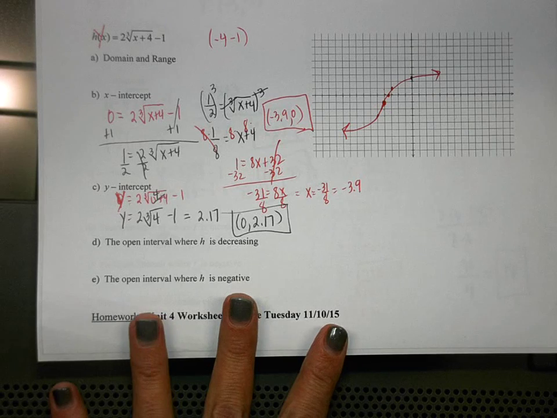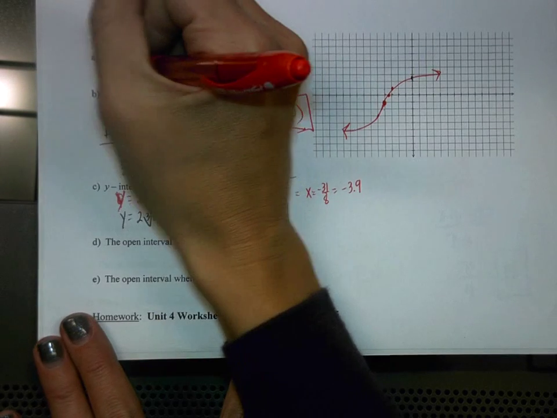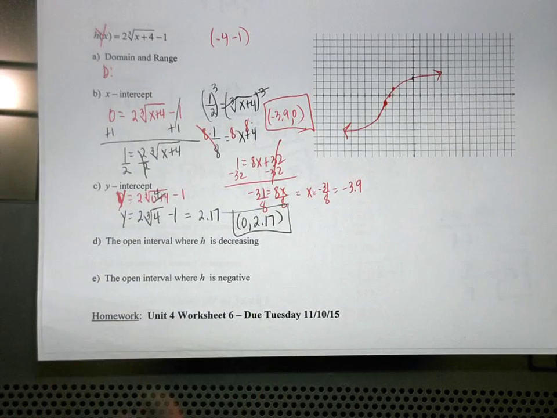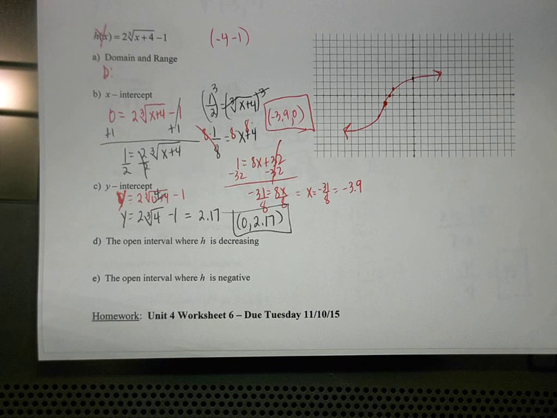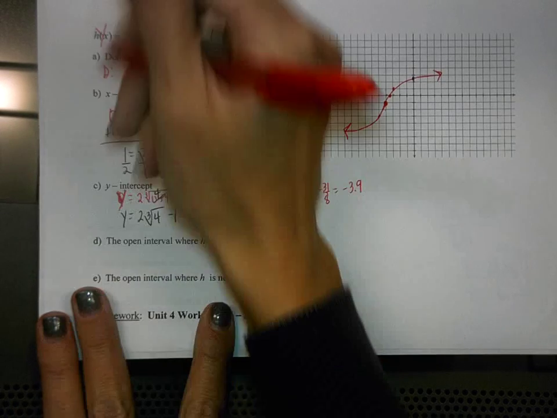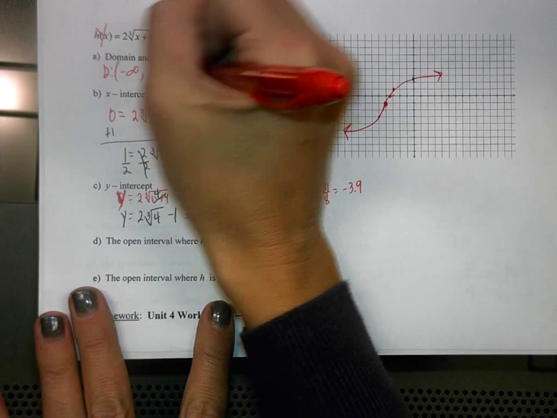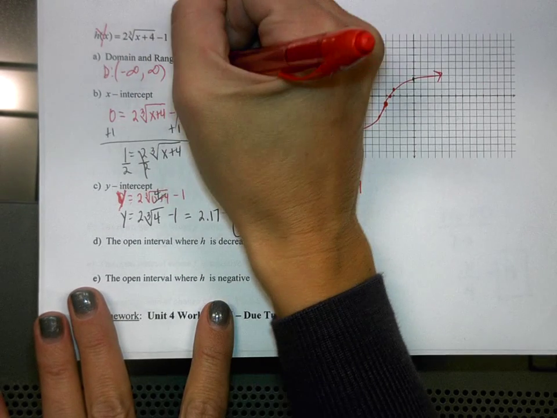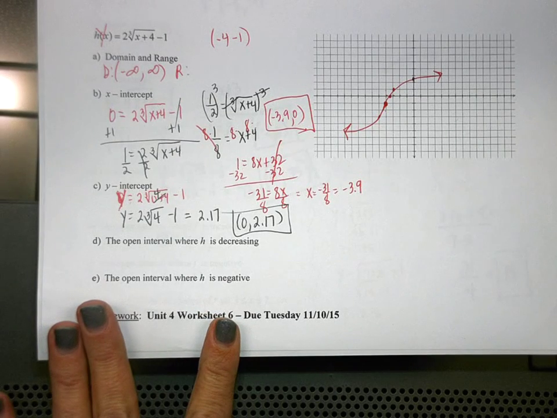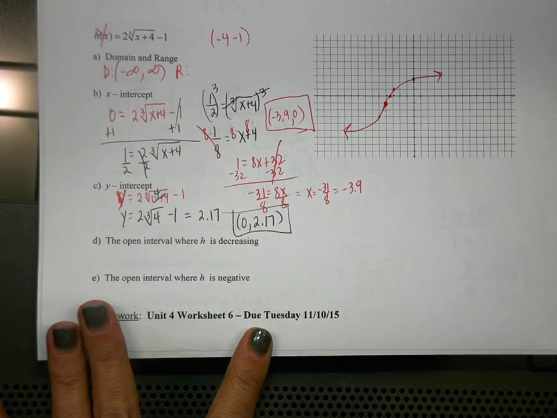Domain. What do you think the domain is? What are all the x values? What's the smallest x value? What's the largest x value? Very good. Negative infinity to positive infinity is correct. And the range, what's the smallest y value and the largest y value? Good.